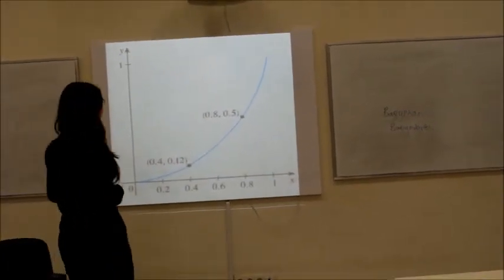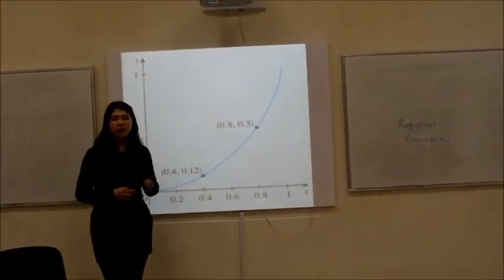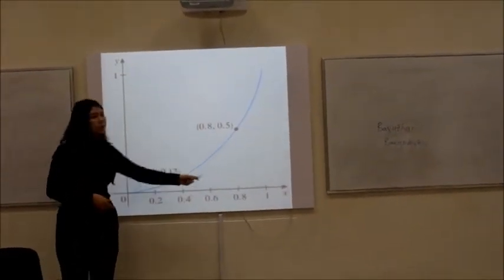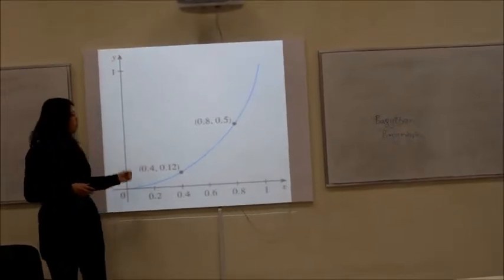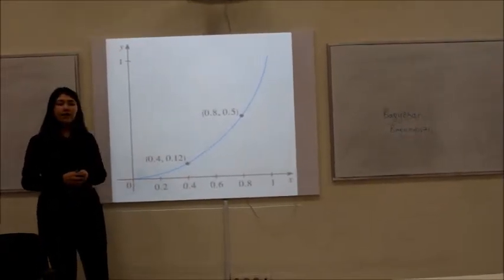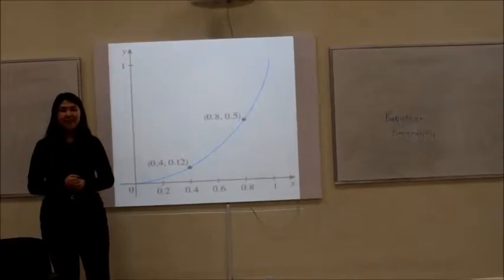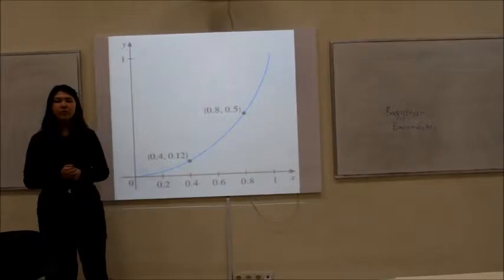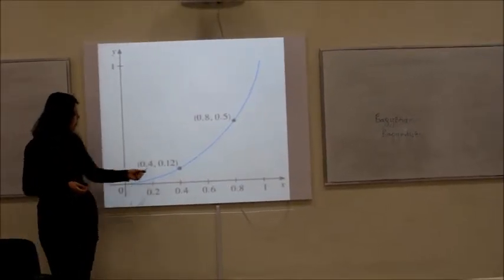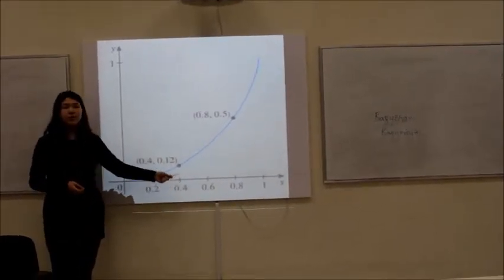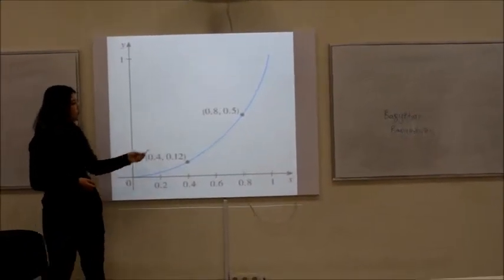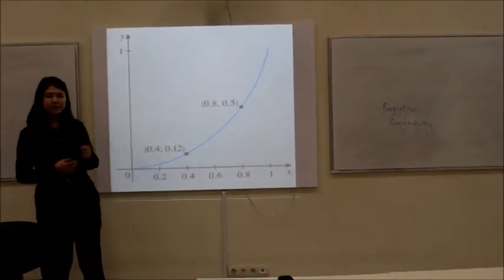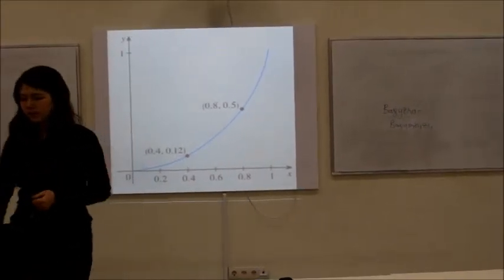Stewart, in his book on calculus, defines the Lorenz curve as the graph of function L of x on the interval from 0 to 1, so that every point on this curve has coordinates x over 100 and y over 100, so that x% of population receives only y% of total income. For example, here 40% of population receives only 12% of total income, and 80% of population receives only half of the total money. Now let's look at some basic Lorenz curves.